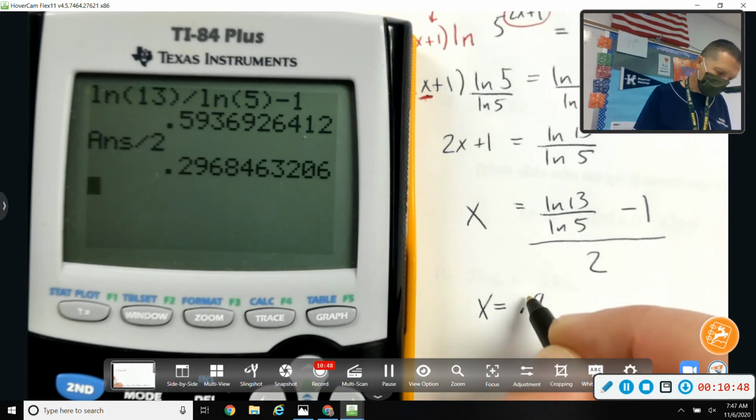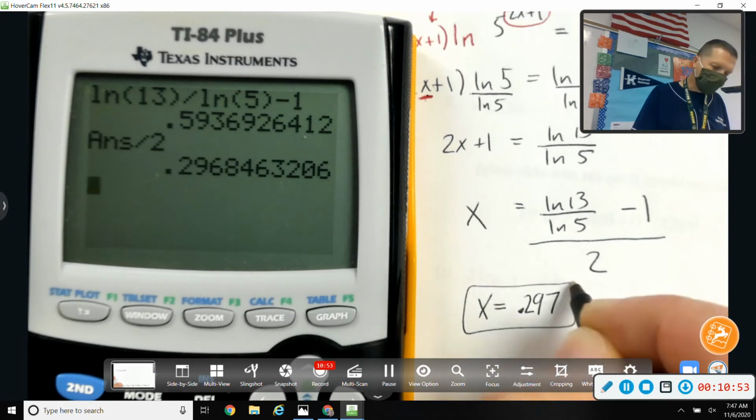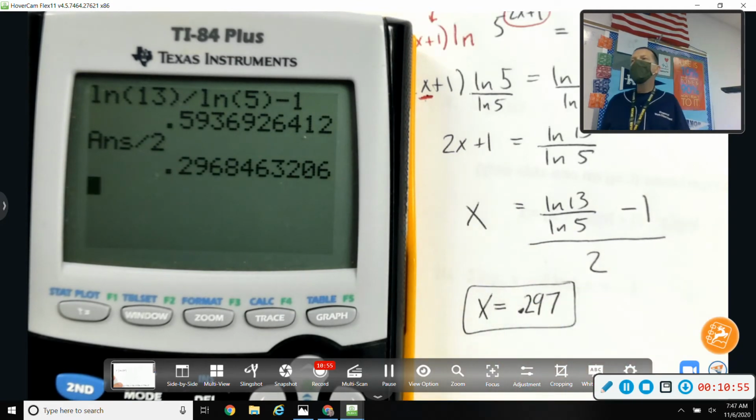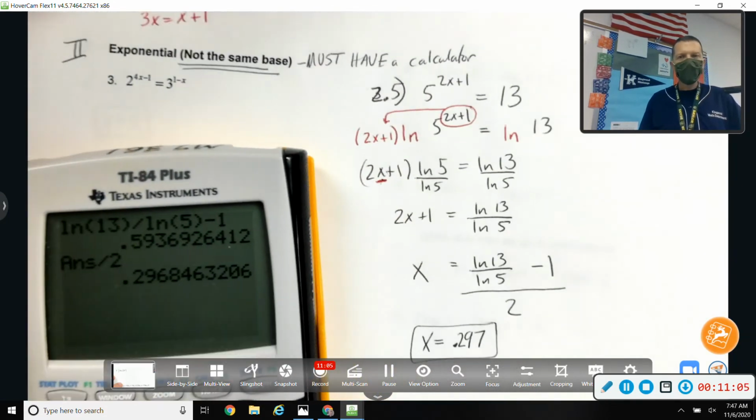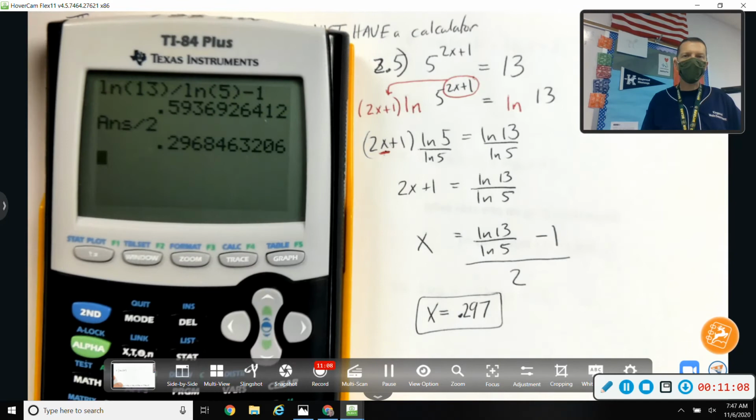It's 0.297. Usually we go 3 decimal places, mainly because the AP test is 3 decimal places. All right, well, this was an ugly problem, so I would definitely want to check this one.